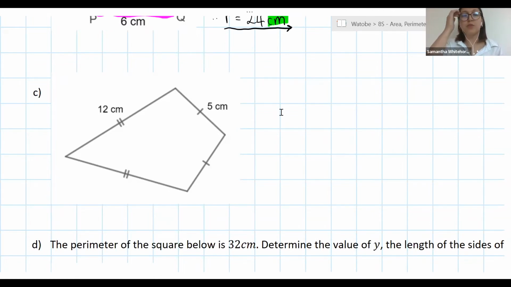Remember your units with your answer. If I was your teacher, I would take off a mark for no units. So just make sure you do put your units with your answer.